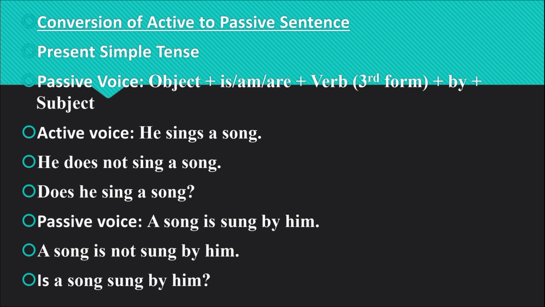Conversion of active to passive sentence. If the sentence is simple present tense, let's see how to convert active into passive voice. Example, he sings a song. When we are converting this sentence into passive, it will become a song is sung by him. Likewise, the negative form of this sentence, he does not sing a song. When we are converting it into passive, it will become a song is not sung by him.